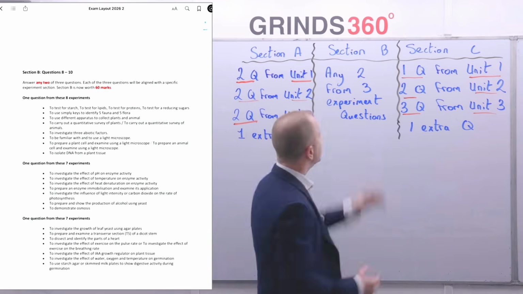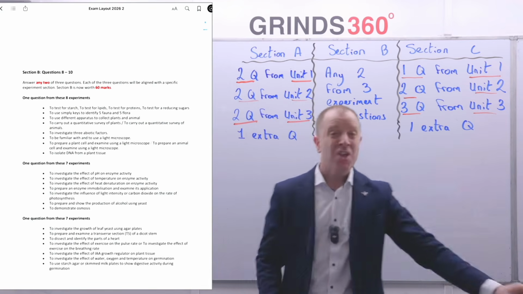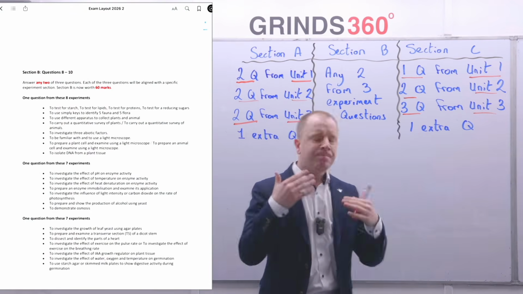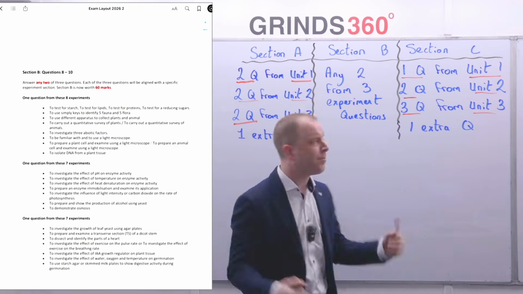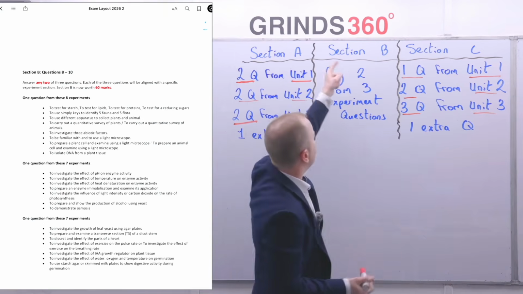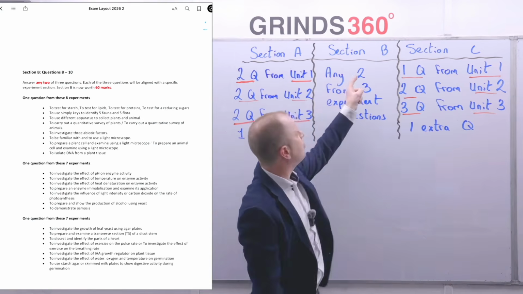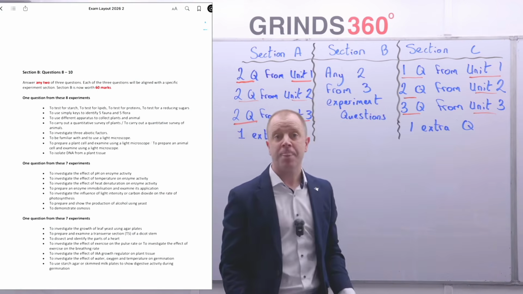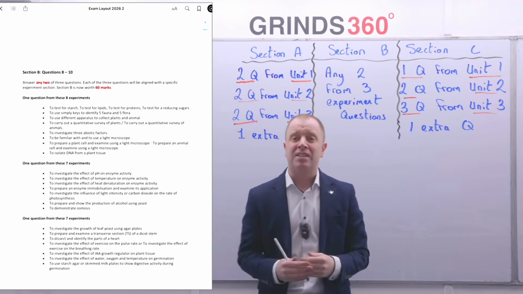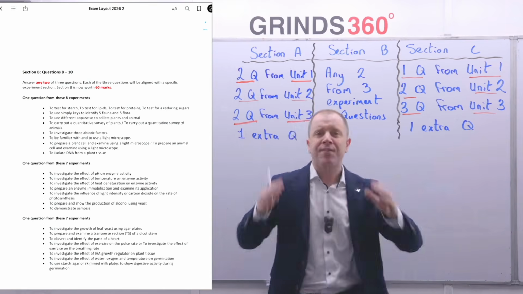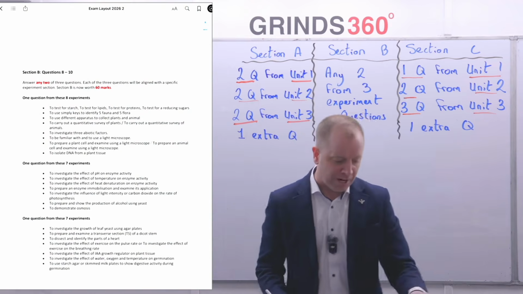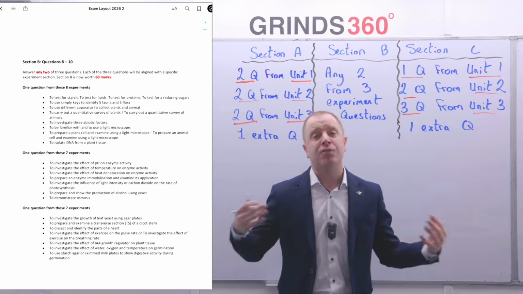What about Section B? Section B is the experiment section. Now, for me, this is the section that a lot of people just don't realize how beneficial it is to know about the layout of the paper in Section B, because it's going to determine how you're going to study the experiments. Let me explain. In Section B of your paper, you're going to be asked to do 2 from 3 experiment questions. Now, there's 22 experiments on the course, and a lot of people don't realize that those 3 questions have a fixed amount of experiments in each question. Let me explain. If you look at your notes there, you'll find this exam layout at the beginning of your H1 biology notes.